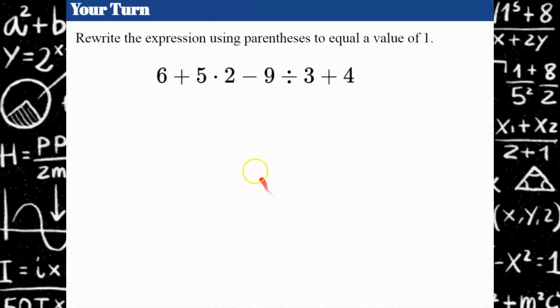Your turn. Now I'm going to ask you to think about grouping. I would like you to add parentheses to this expression so that when you use order of operations, it simplifies to 1. Go ahead and pause. Good luck. Come back when you're ready. Welcome back. Let's see how you did.